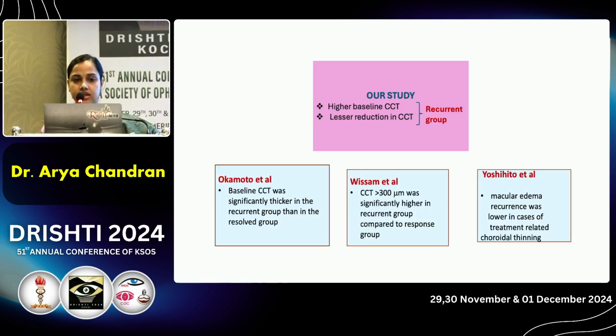Coming to discussion, in our study we have found that with higher baseline choroidal thickness and lesser reduction in central choroidal thickness, there is a high risk of recurrence of macular edema. Similar studies conducted by Okama et al. showed baseline central choroidal thickness was significantly thicker in the recurring group than the resolved group. And Visama et al. showed central choroidal thickness of 300 micrometers was significantly higher in the recurrent group compared to the response group. And Oshiho et al. showed macular edema recurrence was lower in cases of treatment-related choroidal thinning.